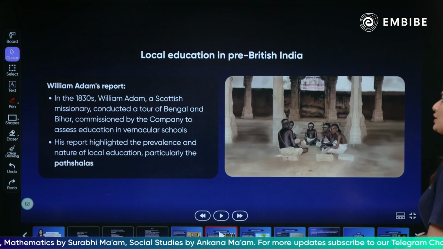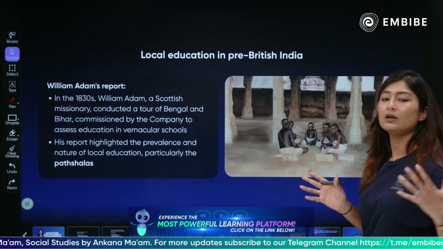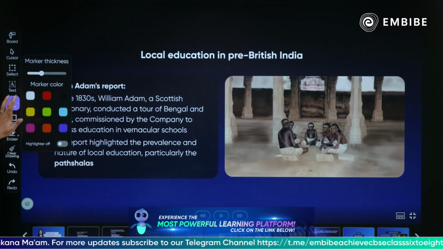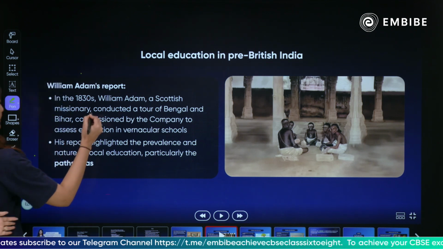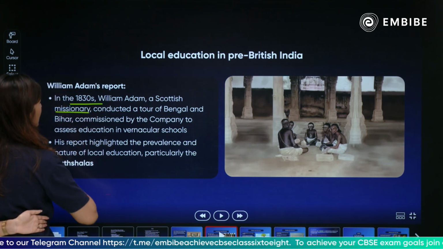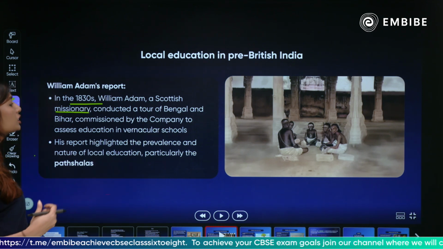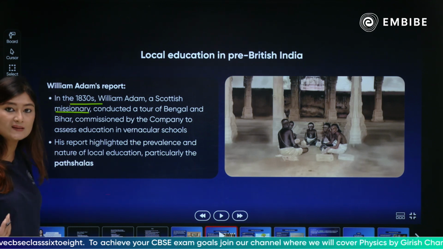So local education in the pre-British India. पुरानी इंडिया की बात करें और उस वक्त की एजुकेशन की बात करें तो बच्चे एक रिपोर्ट है हमारे पास, which is the William Adams report. We'll have a quick reflection on this. So in the 1830s, a Scottish missionary, ठीक है, he conducted a tour of Bengal and Bihar, commissioned by the company to assess education in vernacular schools.